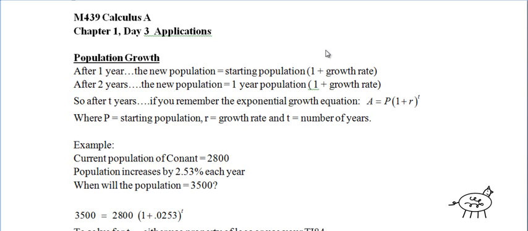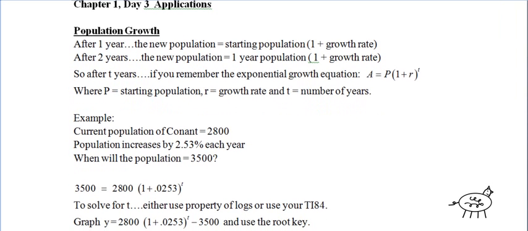We are going to use some of the exponential functions here for population growth. After 1 year, the new population is equal to the starting population times 1 plus the growth rate. In other words, whatever the population is, let's say I'm increasing it by 5% every year. You're going to take whatever the current is, and multiply by 1.05. Because if you multiply just by 0.05, you get 5% of the population. You want 5% added to that population. So that's the same thing.